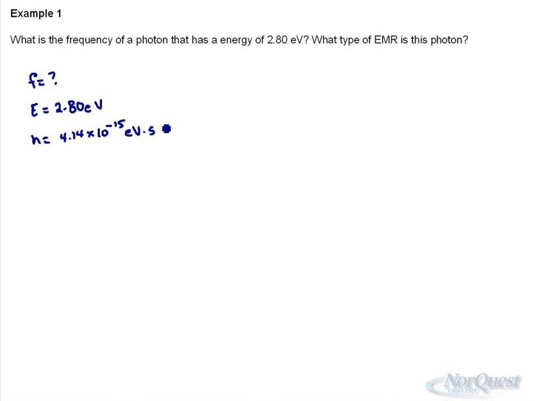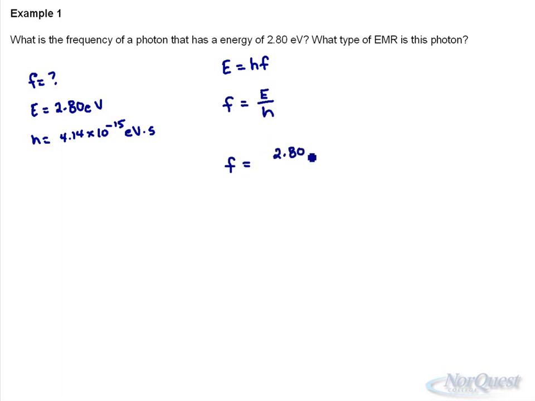So we're first of all going to figure out the frequency. Then from the frequency, we'll try to classify this on the spectrum based on what we know about the different frequencies. If you need to convert it to a wavelength, you could do that as well. Well, this is pretty straightforward. Energy of that photon is equal to hf, so solve for frequency. Frequency equals energy divided by Planck's constant. Put your numbers in.